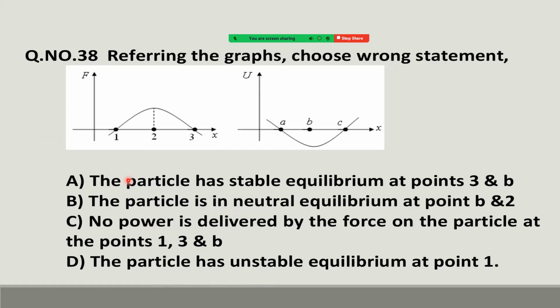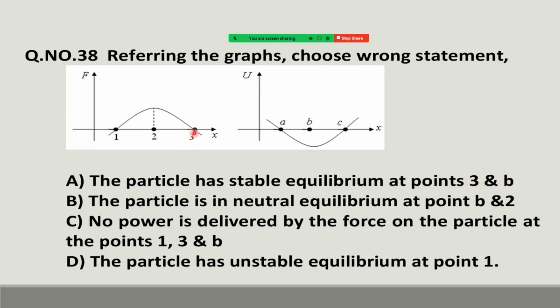Let's see the question given. Referring to the graphs, choose the wrong statement. Focus carefully. First one, force versus position. Second one, potential energy versus position. Okay. Now see what happens here. The particle has stable equilibrium at points 3 and B. At B, we can see potential energy is minimum. So it is stable. That is clear.